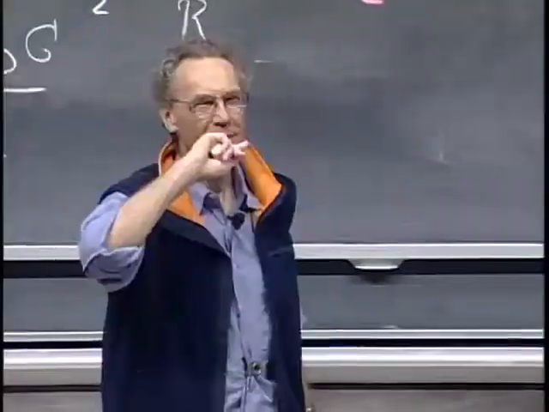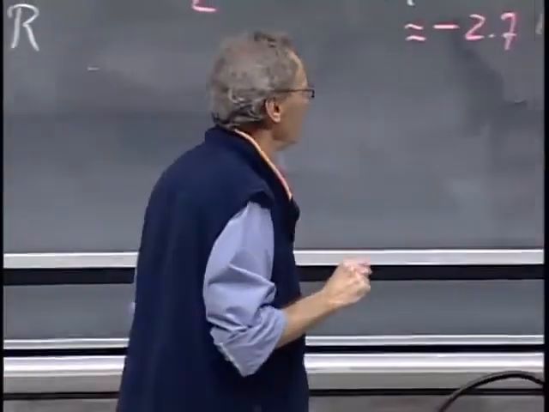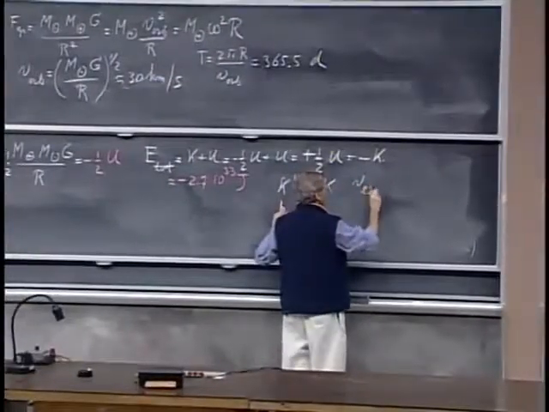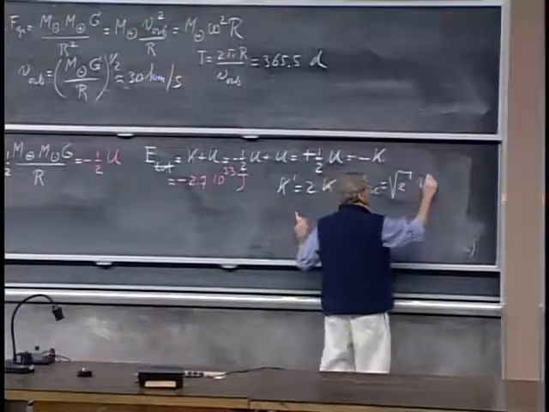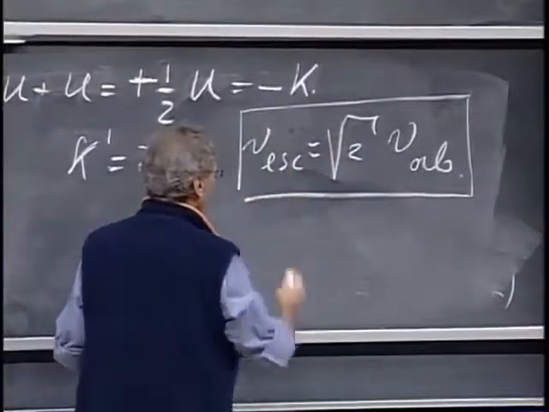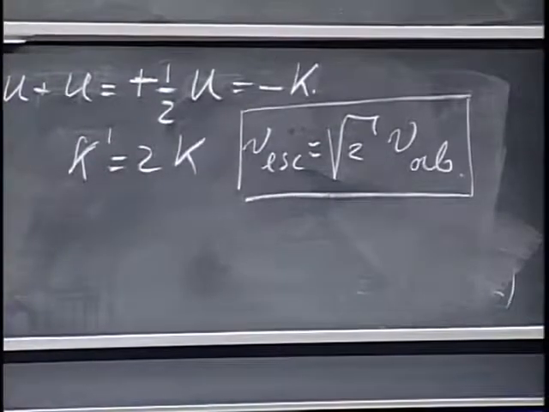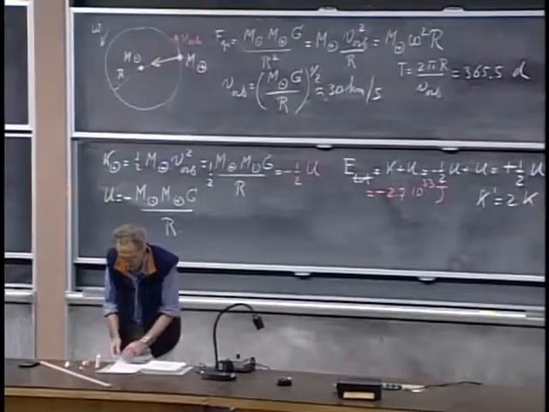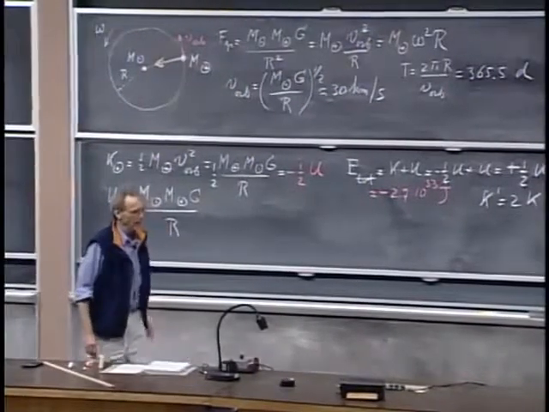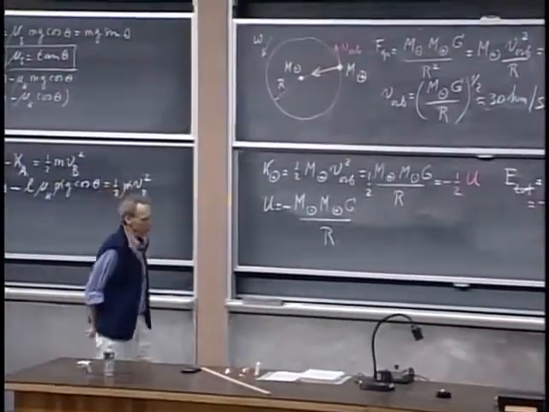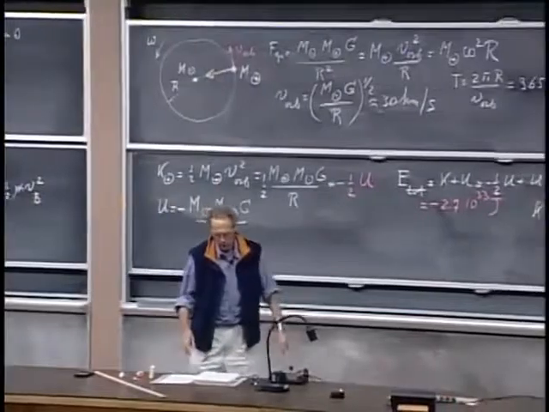Aha! But if the kinetic energy has doubled, then the speed must have gone up by the square root of 2, because kinetic energy is proportional to v squared. So the escape velocity that you need must be the square root of 2 times the orbital velocity. And that would be for the Earth the square root of 2 times 30, which is about 42 kilometers per second. So by looking at the energy considerations, you can find the connection between total energy, escape velocity, and make the whole picture internally consistent.